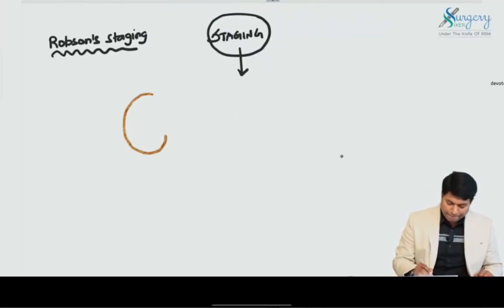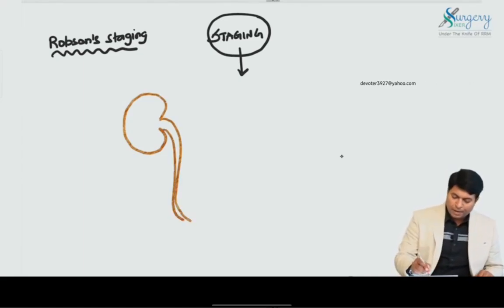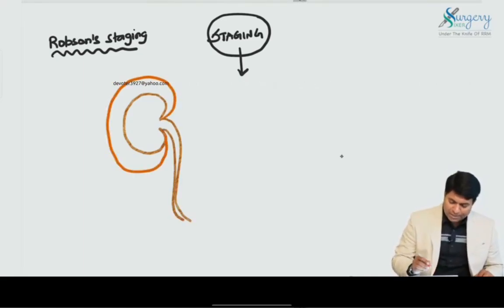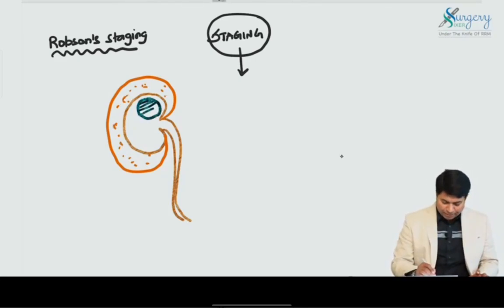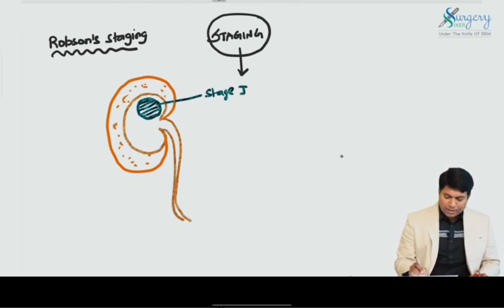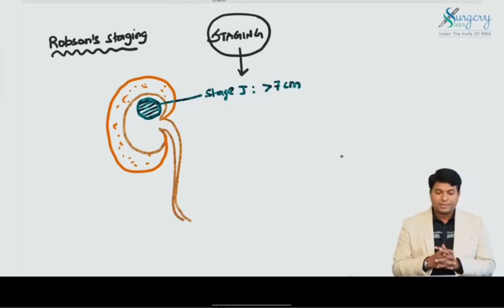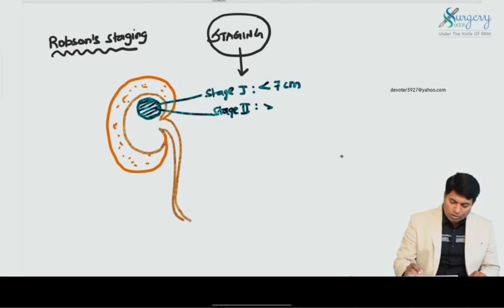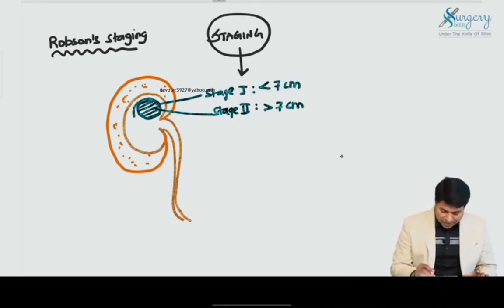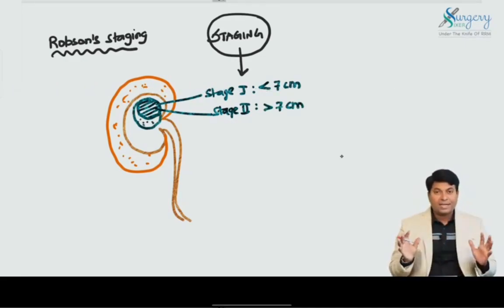I'm discussing that. Stage 1. What is stage 1? Let us assume this is the kidney, and this is Gerota's fascia, and this is the perirenal pad of fat. Now let me tell you the staging. Stage 1: tumor is less than 7 centimeter and limited to the kidney. Stage 2: more than 7 centimeter and limited to the kidney. In both stage 1 and stage 2, the cancer is within the kidney only, not extended anywhere.